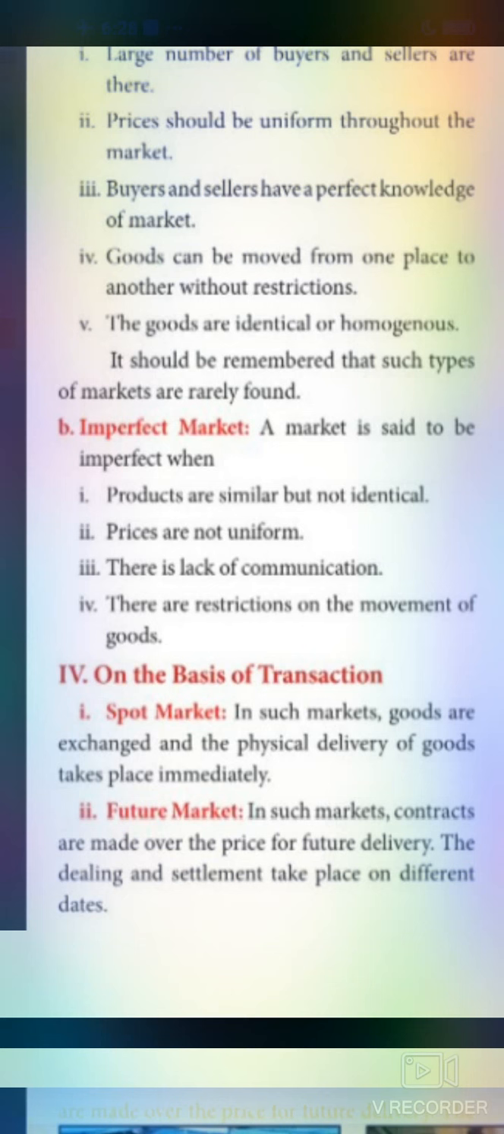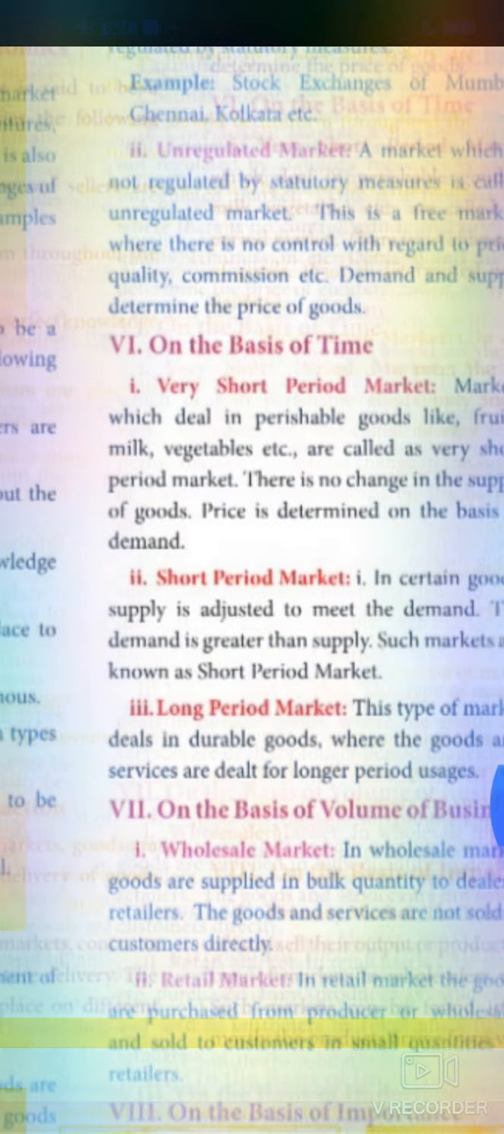And then future market. In such markets, the contracts are made over the price and that can be settled in the future only. So the dealing and settlement take place on different dates. They do not settle on the day they buy; another day is fixed for taking the goods.